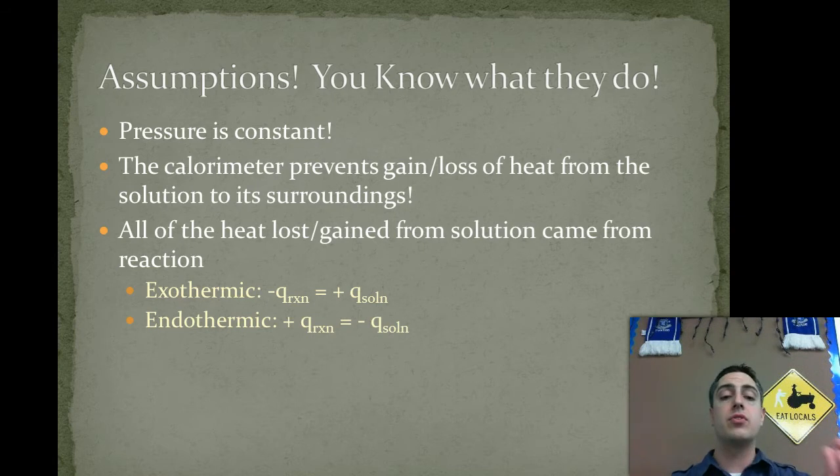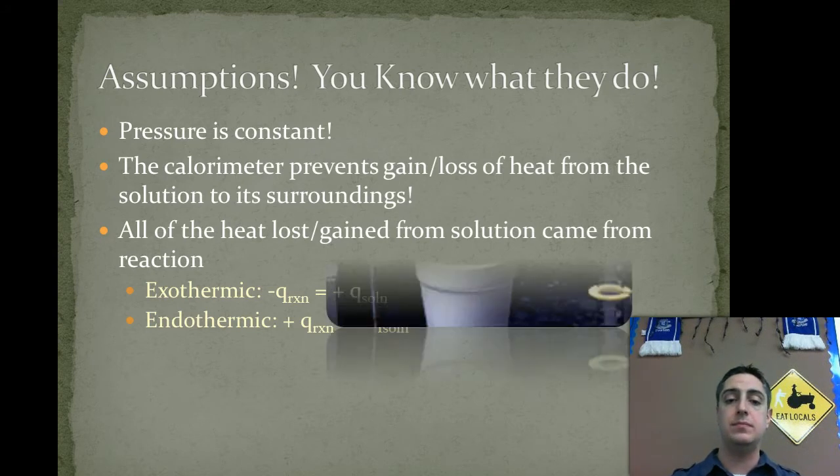So if you have an exothermic reaction taking place, you have a negative Q of the reaction, or negative heat of the reaction, equal to positive heat of the solution, because the reaction is losing the heat and the solution is gaining the heat. Endothermic, on the other hand, is just the opposite. You're absorbing the heat from the solution, so it's a negative Q for the solution, and a positive Q for the reaction as it pulls in that heat.